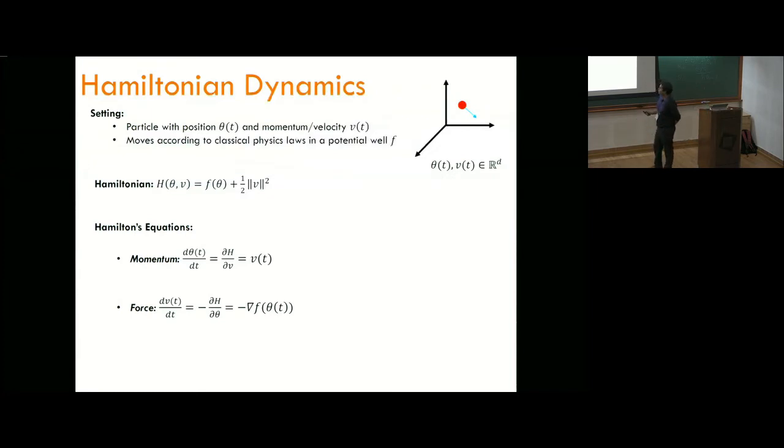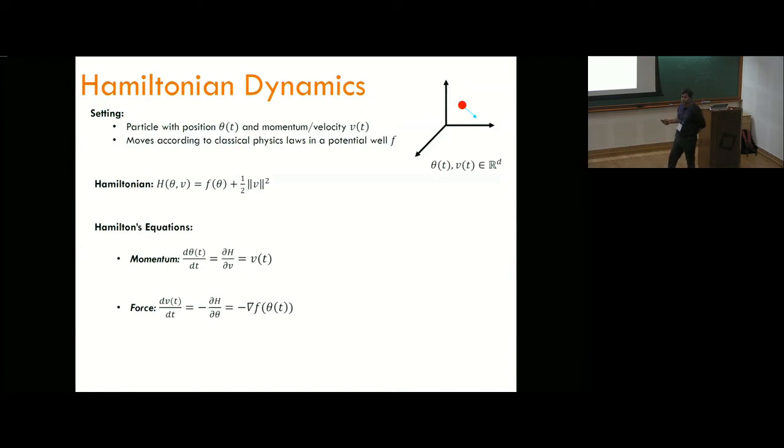So the setting is that you have a particle which has a position space theta and a velocity or momentum space v, indexed by time or parameterized by time, and this is all classical physics. And you can define a Hamiltonian.